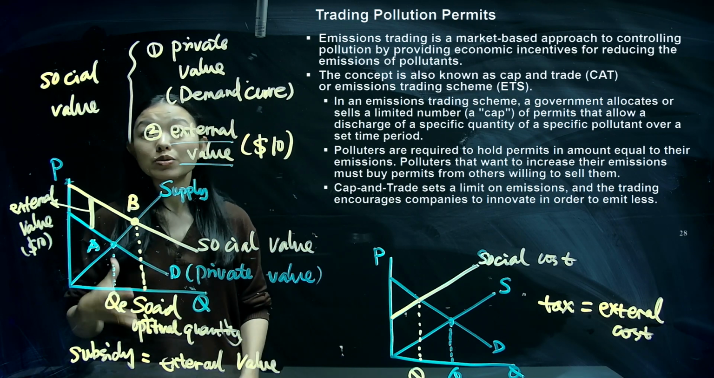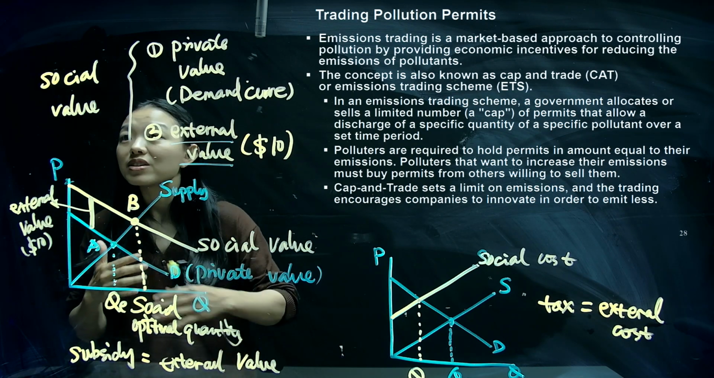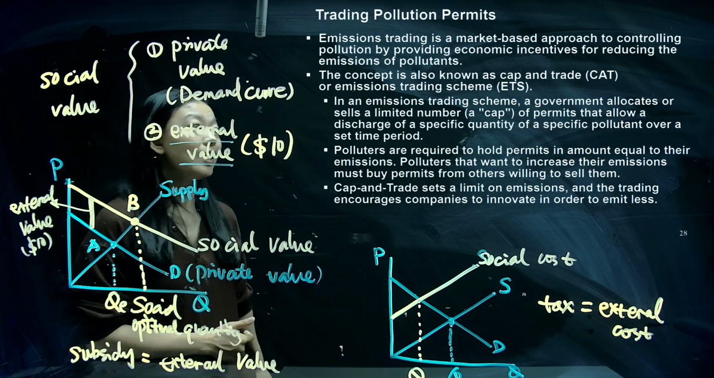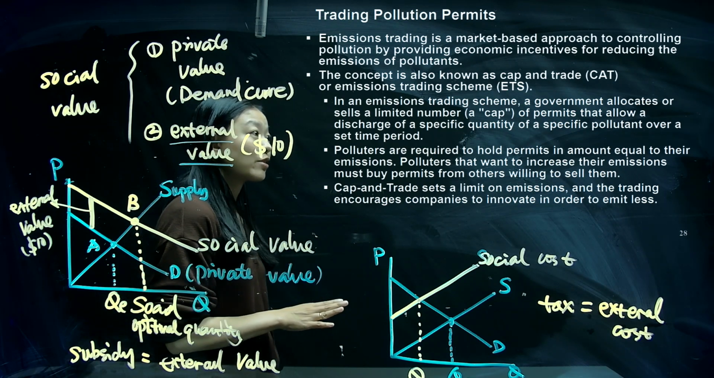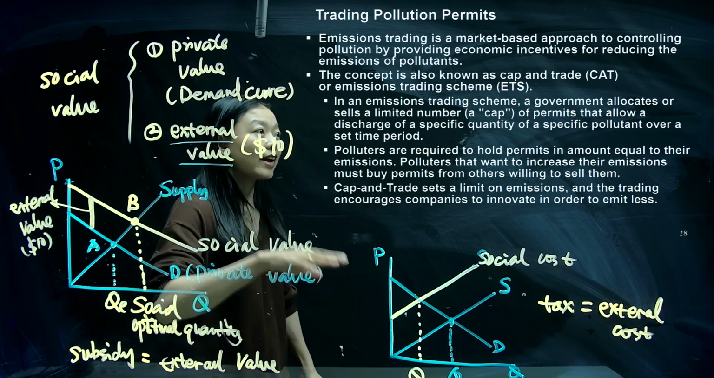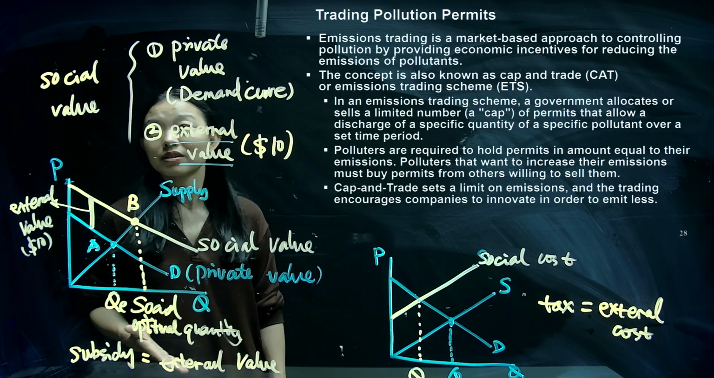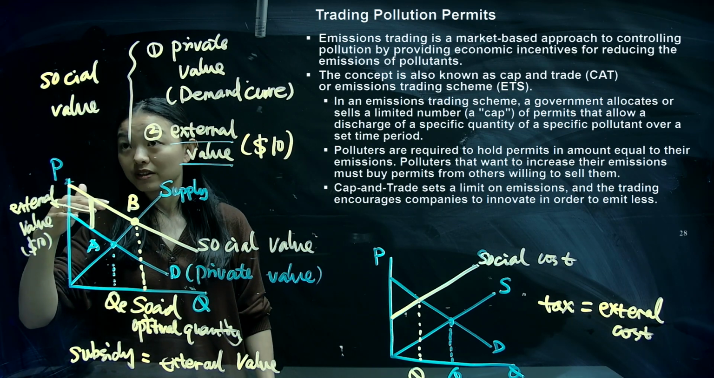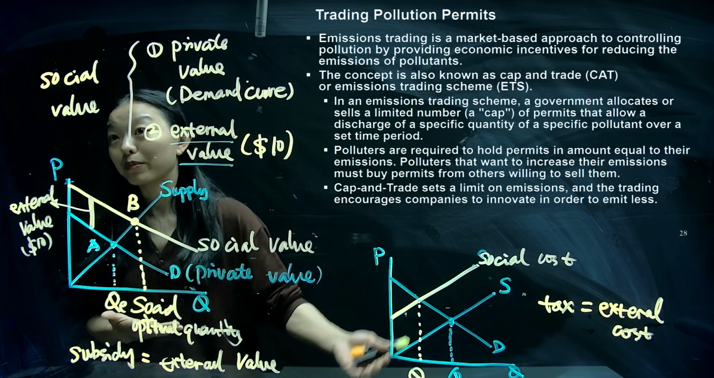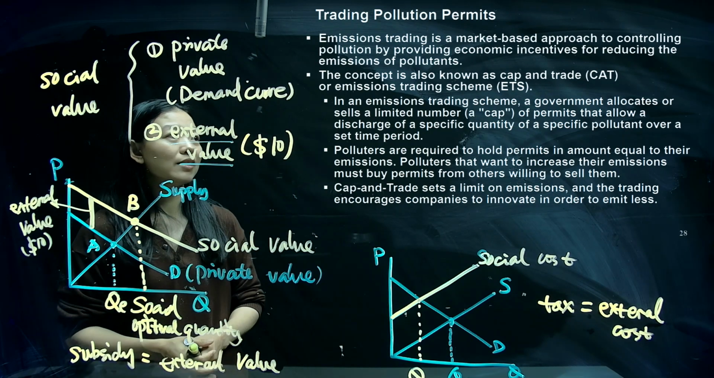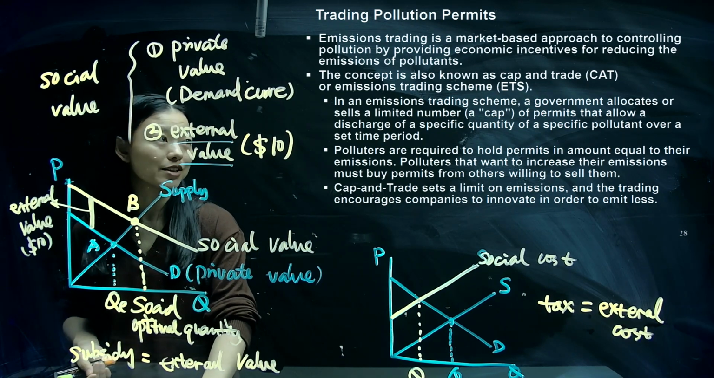And then if they can use some technologies to reduce their pollutants, they can resell those permits in the market. Therefore, trading pollution permits can encourage companies to innovate in order to limit their pollutants and emit less, and then they can resell the permits, right? So this is another market-based policy to solve for the externalities.